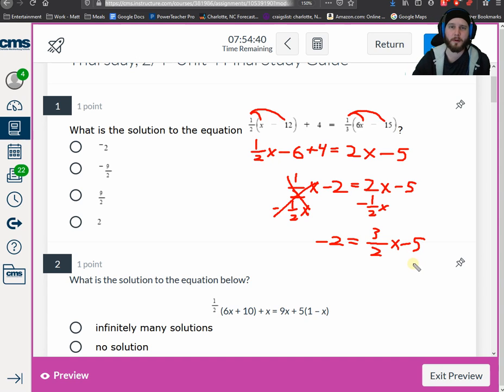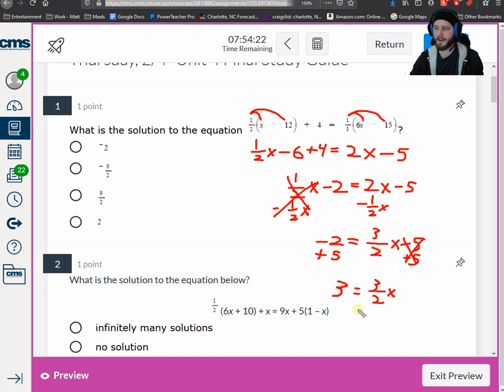And I guess I might as well take care of that minus 5 by adding 5 to both sides. Crosses that out. So now on the right side, we have 3/2 x. And on this side, we have +3. So what we're going to have to do is right now we are multiplying both sides. We're multiplying that x by 3/2. So we have to divide both sides of the equation by 3/2.